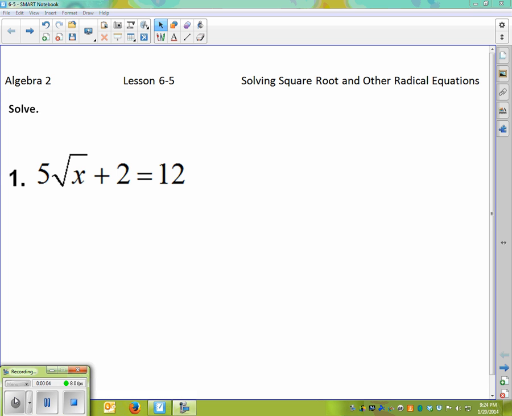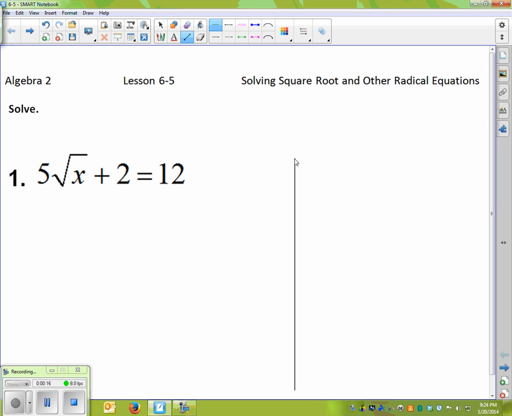Welcome to lesson 6.5. We are going to solve square roots and other radical equations. The key to solving when you've got a square root or a cube root or anything with a fractional exponent is to try and get this radical by itself. We can't do anything with it until this term or this portion is isolated in my equation. So I want to isolate the radical.